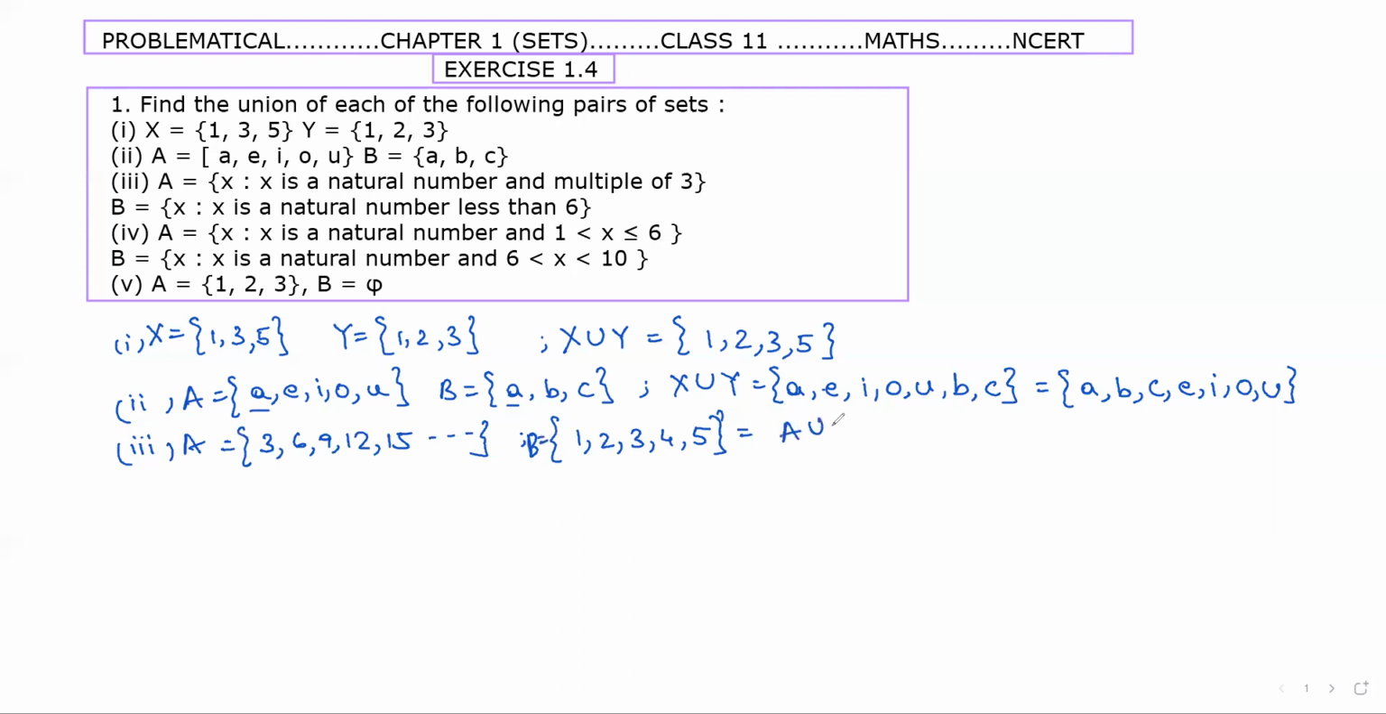Here A union B will be equal to 1, 2, 3, 3 present over here as well, 4, 5, and then 6 onwards, all the multiples of 3 present in A. So it is 6, 9, 12, 15, and so on. Next.